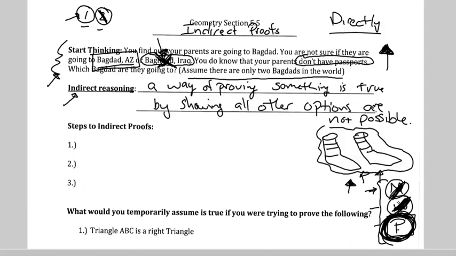Okay, so there are some steps to doing an indirect proof. Just like HL had these weird little steps, where you had to say that the triangles were right, there are certain steps that take place in an indirect proof. Step 1 would be: temporarily assume the opposite of what you are trying to prove.